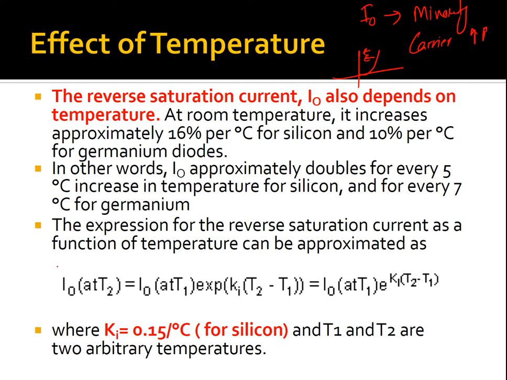So the modeling formula for this is this one. The reverse saturation current at the new temperature equals the reverse saturation current at the old temperature times the exponential of Ki times (T2 minus T1), the difference of the new and old temperature. Ki for silicon, for the reverse saturation, has a typical value of 0.15 per degree centigrade. By using this and the new and old temperature values, we can calculate the change in the reverse saturation current.